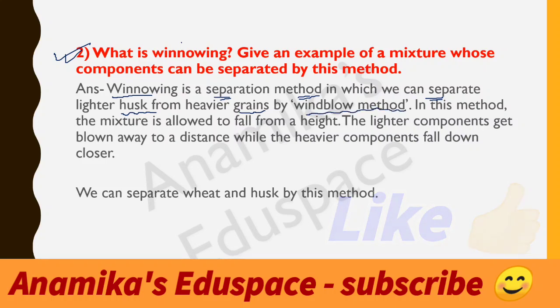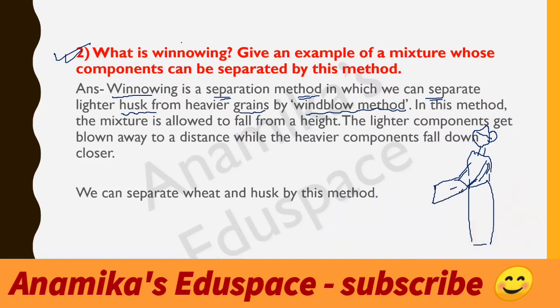So what happens? A person stands from above, taking the grains along with the husks, and the person drops the grains from a height. The grains fall like this in a huge heap, and by the flow of the wind the husks blow away, as they are the lighter particles.